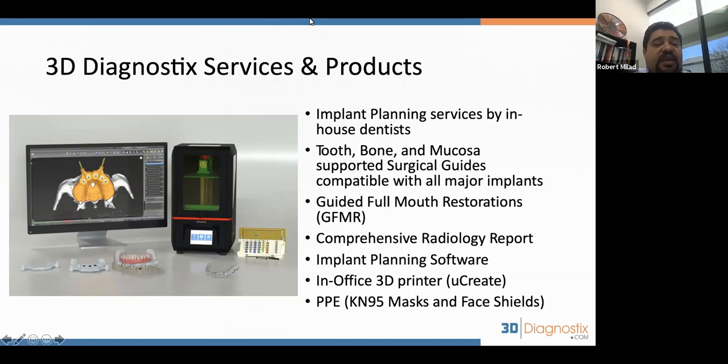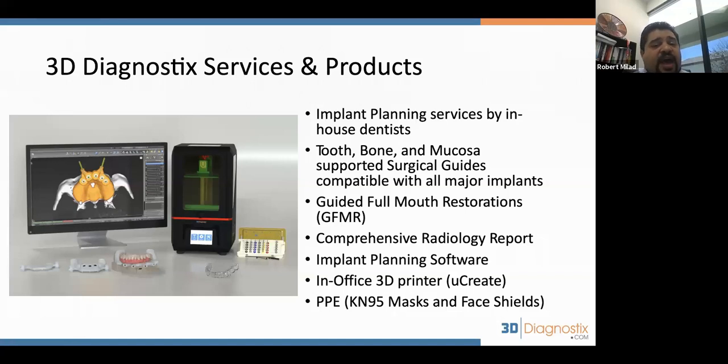More recently, we've started to go into the guided full mouth restoration. So as most of you guys have heard about it, it is the stackable guide. So you have the bone reduction, the actual surgical guide, the abutment guide, as well as your temporary prosthesis. And we can have that turnkey solution all on the same day delivered to you.